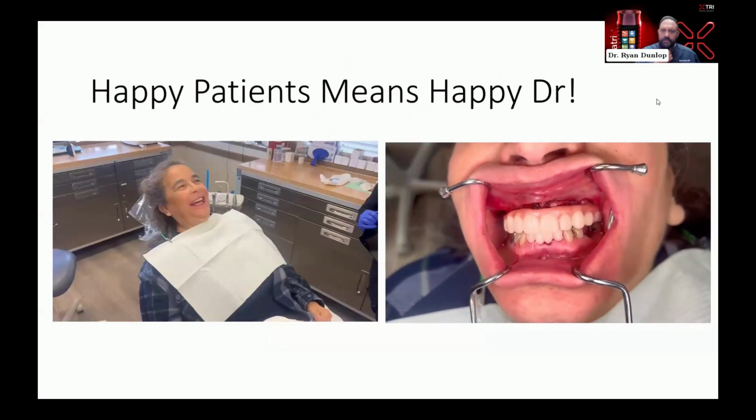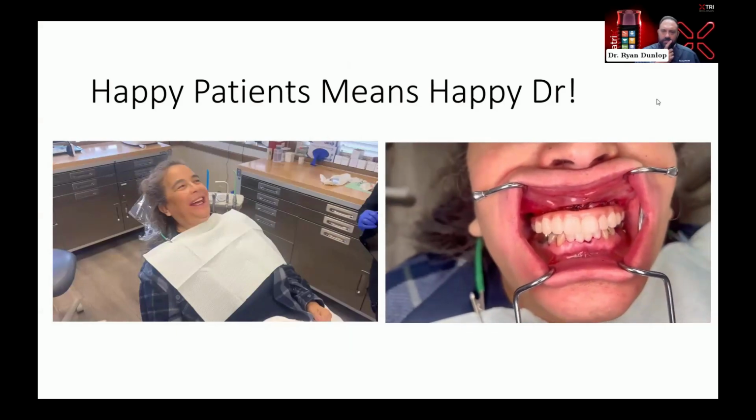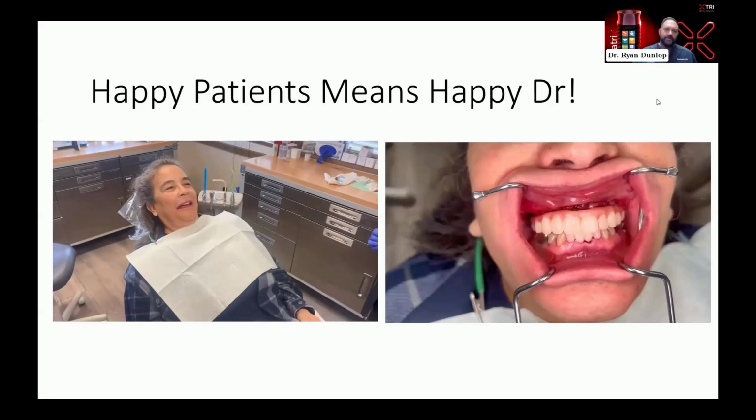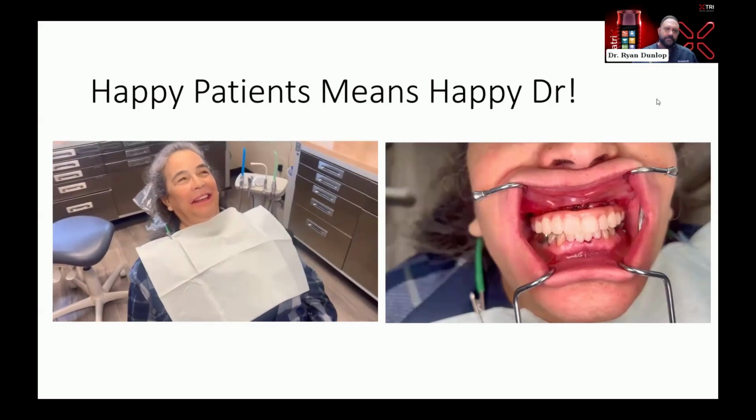So here's the printed provisional in place. She's gonna bite down. Occlusion is great. This is her right after surgery. We're here with Denise. You have not seen your new teeth yet, have you?